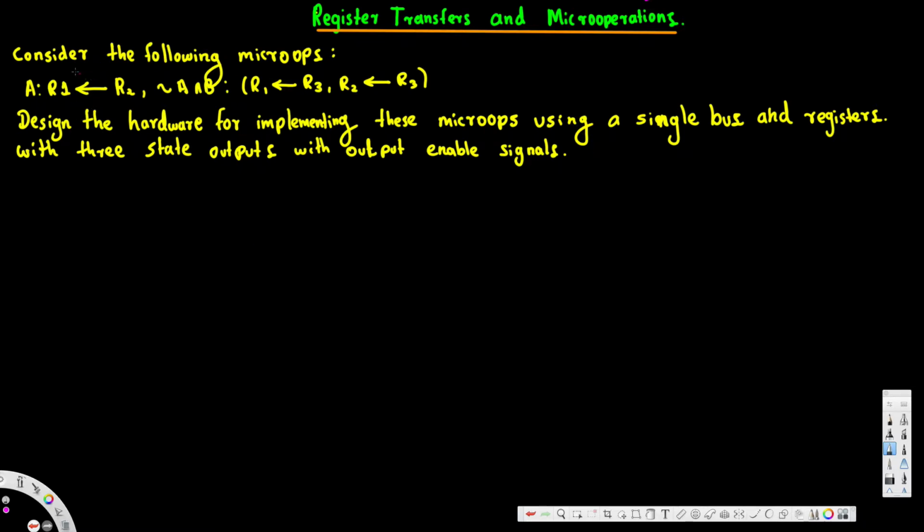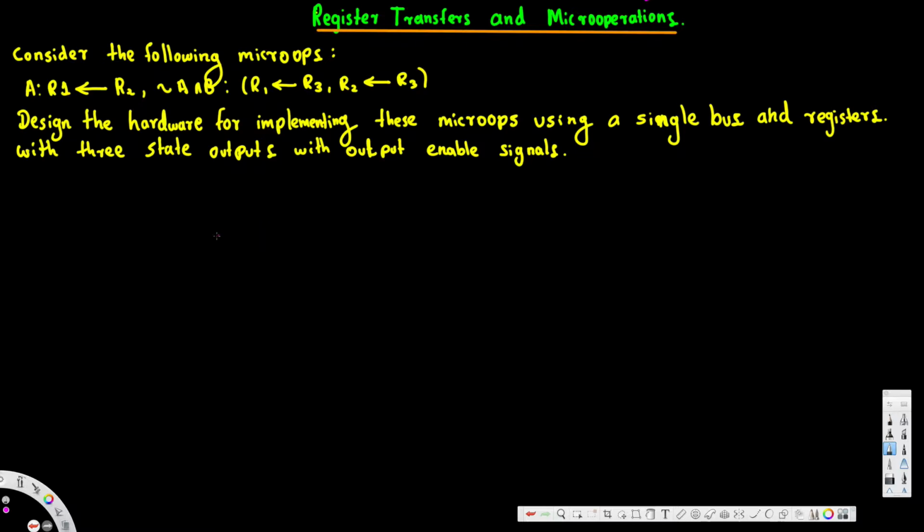Here this question is asking, consider the following microoperations: A: R2 ← R1, and not A and B: R3 ← R1, R3 ← R2. Now let's see how to design this one. It's asking us to design the hardware for implementing these microoperations using a single bus and registers with 3-state outputs with output enable signals. Now let's see how the 3-state output is going to look like.